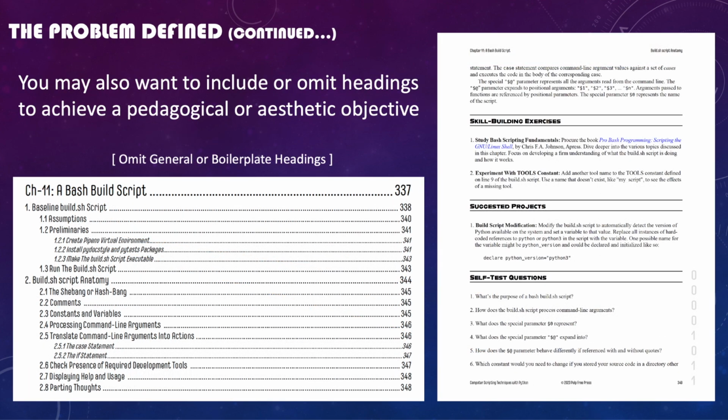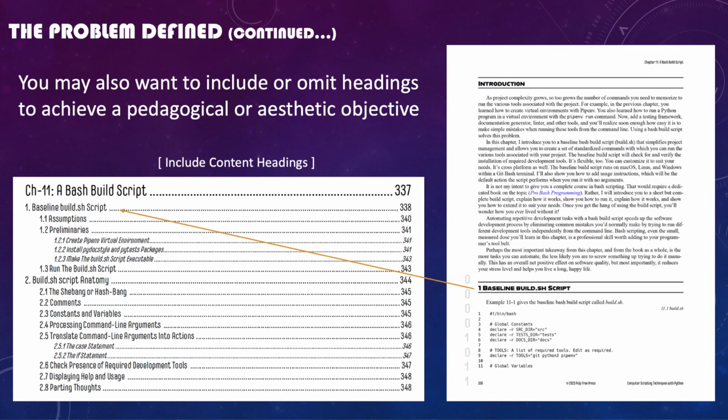Okay, so for example, on the right-hand side, you see skill building exercises, suggested projects, self-test questions. Those have no numbers. And I'll go back to the introduction. That's the learning objectives page here. So you see introduction has no number, right? I don't want that heading in the TOC, so that'll be a different paragraph style.